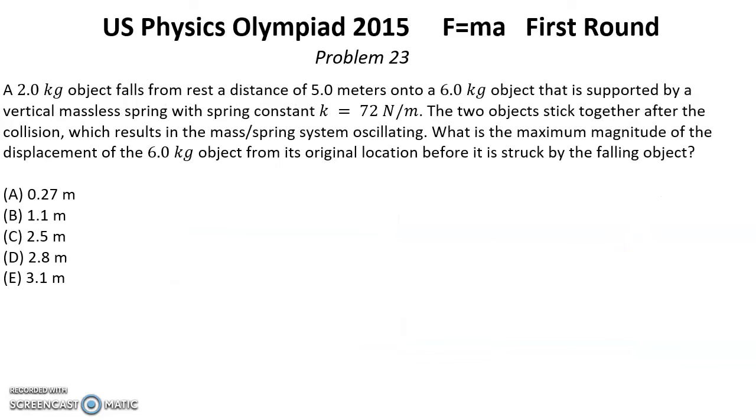Problem number 23. A 2 kilogram object falls from rest a distance 5 meters onto a 6 kilogram object that is supported by a vertical massless spring with a spring constant K equals 72 newtons per meter. The two objects stick together after the collision, which results in the mass spring system oscillating. What is the maximum magnitude of the displacement of the 6 kg object from its original location before it is struck by the falling object?